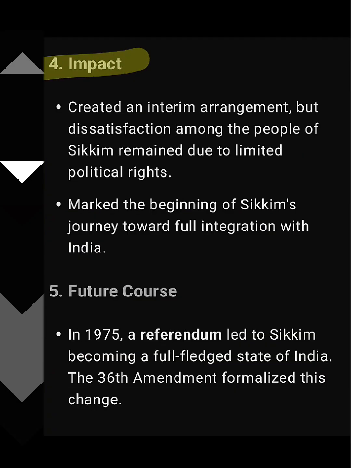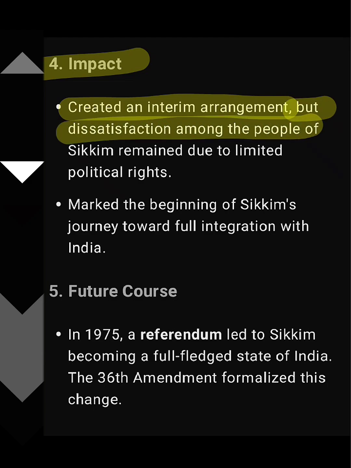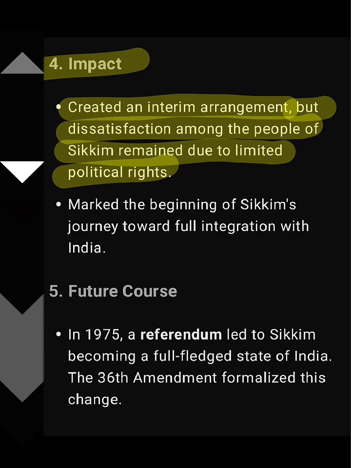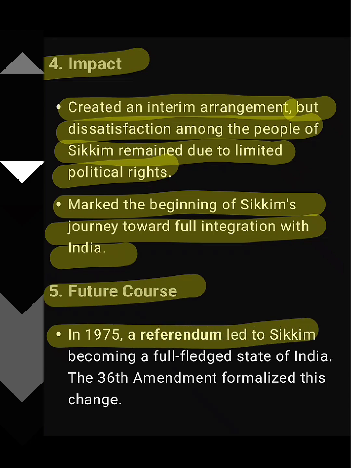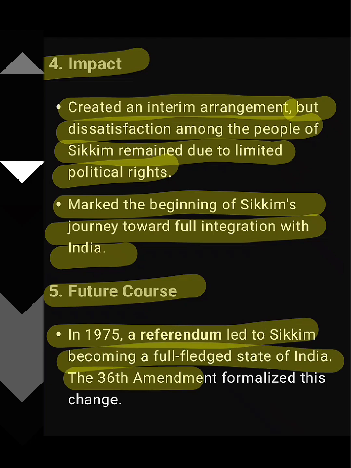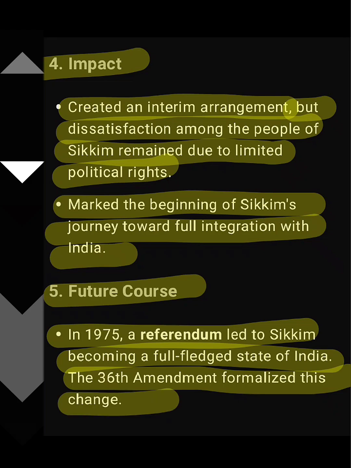What was the impact of this amendment? So this amendment has created an interim arrangement, but people were dissatisfied with this arrangement and they demanded more political rights for themselves. So this marked the beginning of Sikkim's journey toward full integration with India. What was the future course? So in 1975, a referendum was conducted in Sikkim and people voted that we want Sikkim to be integrated with Indian Union. And to materialize their referendum, 36th Amendment to the Indian Constitution was passed.